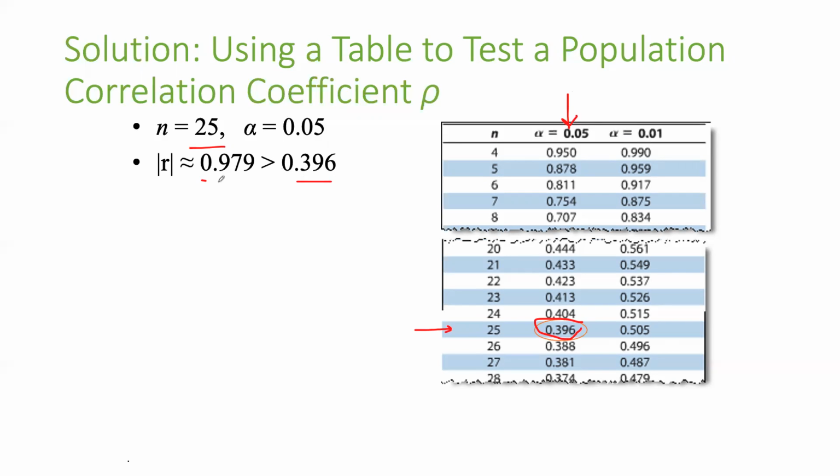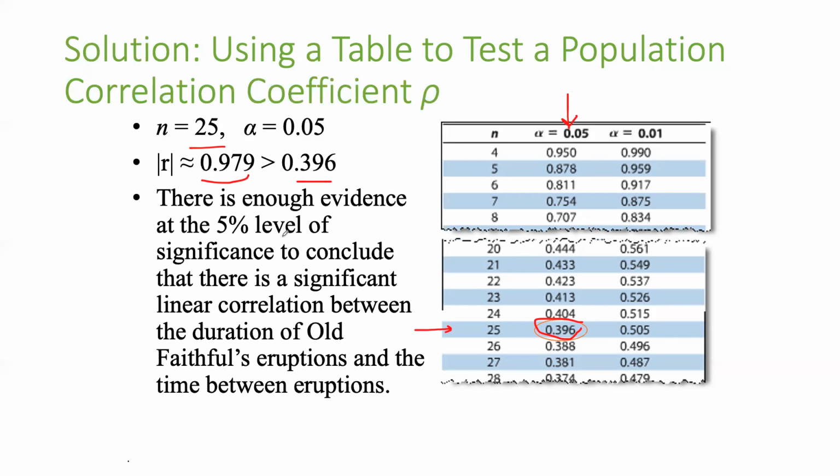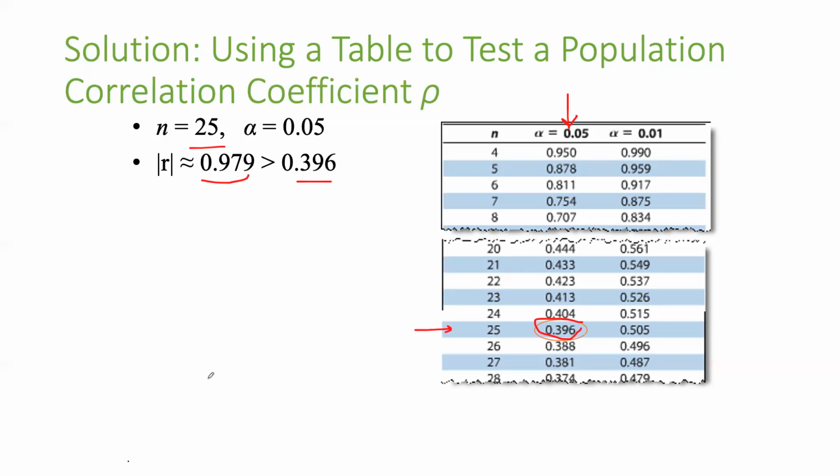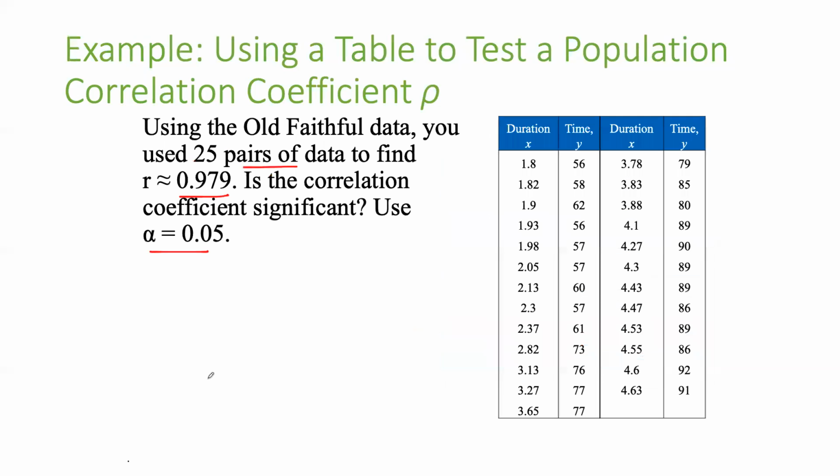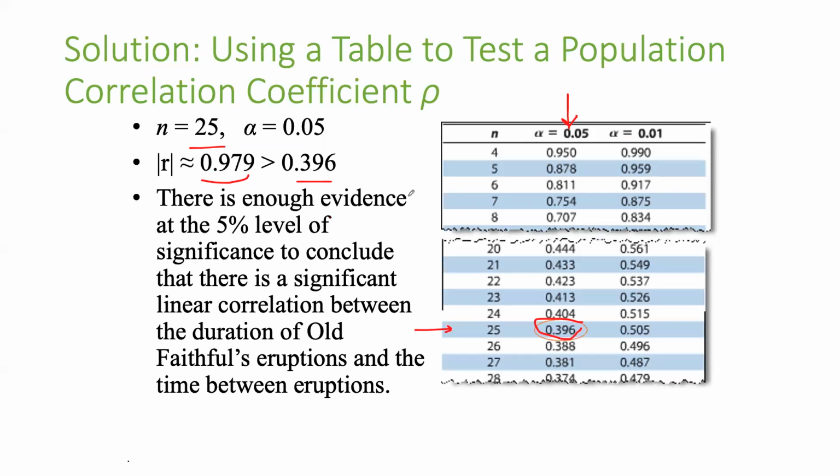My calculated correlation coefficient is 0.979. It's obviously greater than 0.396. So what does it suggest? That there is enough evidence at the 5% level of significance that there's a significant linear correlation between the duration and time of these eruptions of Old Faithful. Okay. All right. Makes sense.